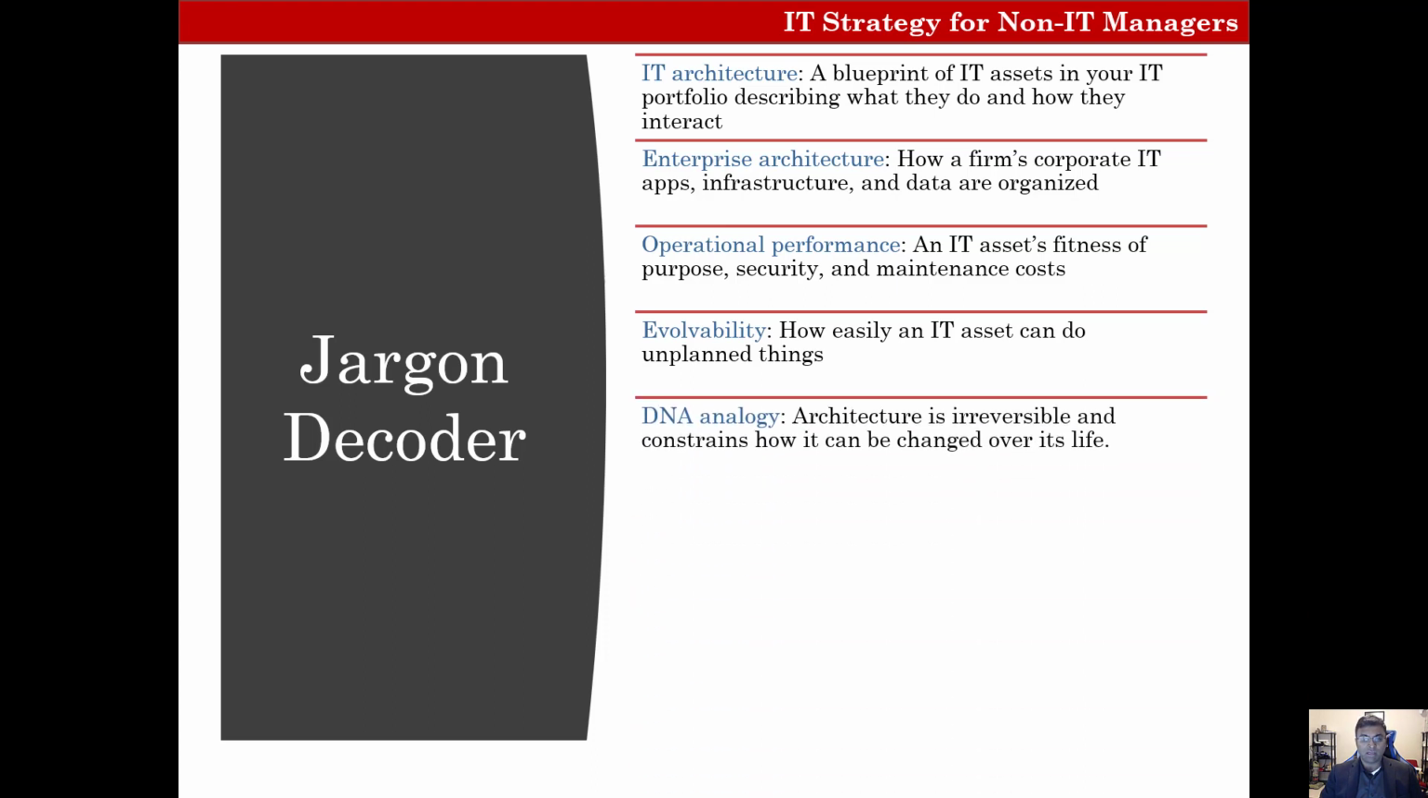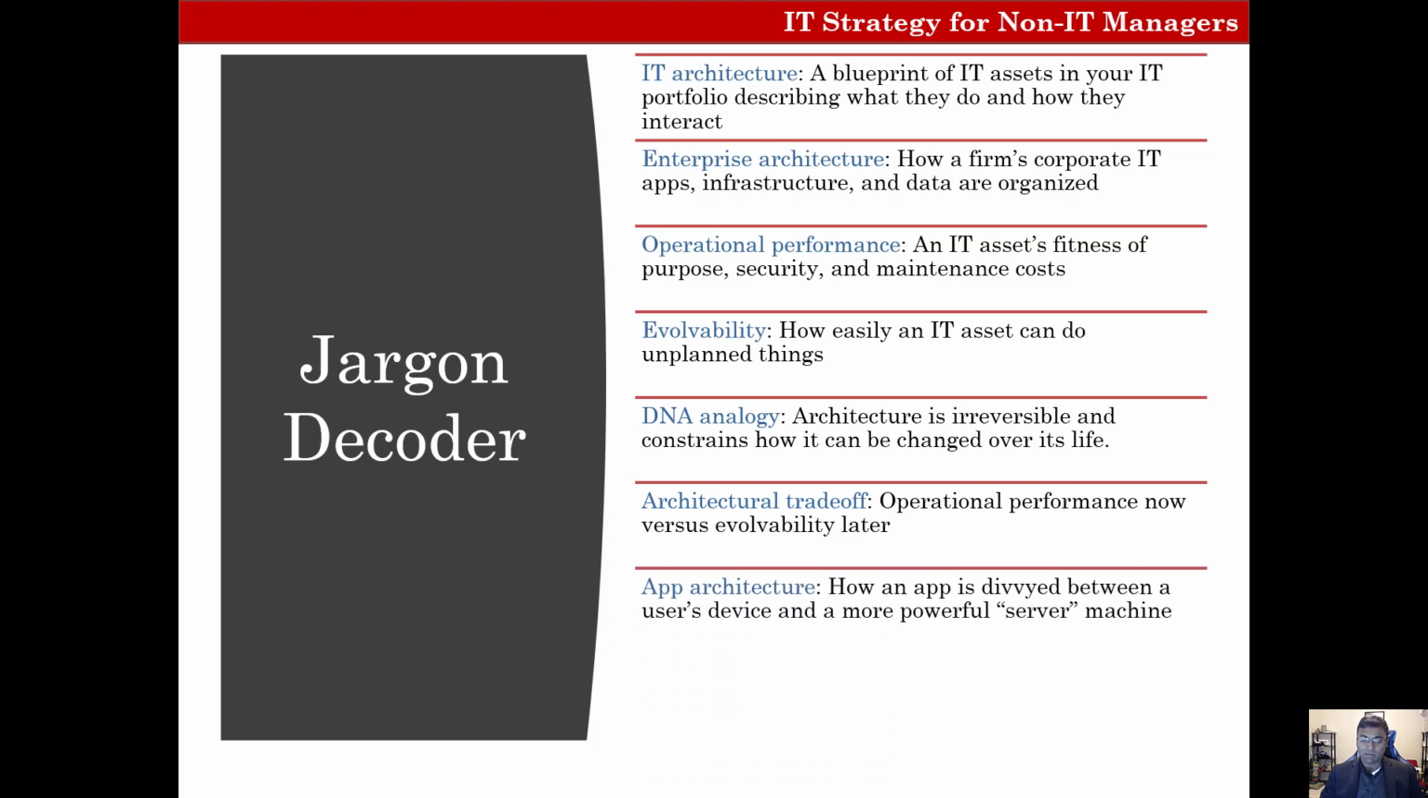DNA analogy: the architecture is usually long-term, the impact is long-term, and we are going to talk about it being the DNA of a corporate firm because it constrains how it can be changed over life. We're going to talk about the architectural trade-offs, which is operational performance versus evolvability. So whether you want to be flexible later or efficient right now. The application architecture is how an app is divvied between the user's device and more powerful server machines. And finally, we're going to talk about the data architecture, how your firm's data assets are organized.